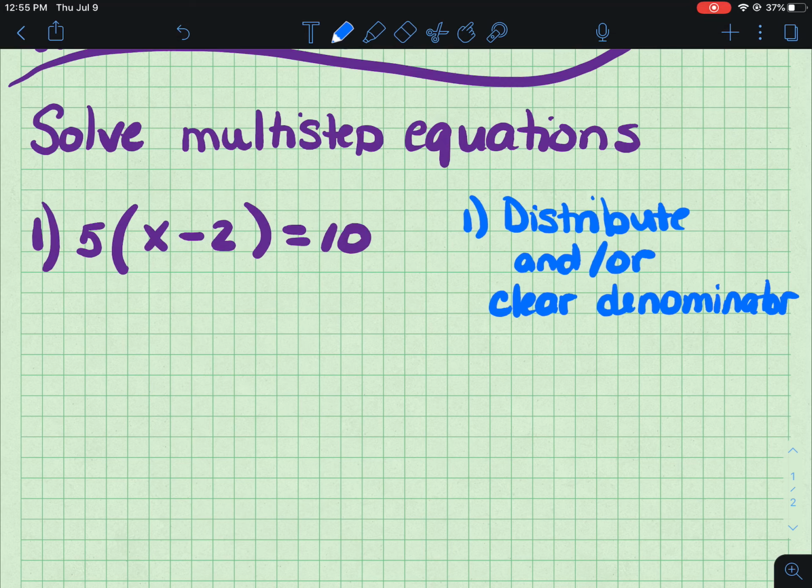Remember, distributing means we're taking the number that's sitting outside the parenthesis. There's no sign between it, so there's an understood multiplication there, and we're going to multiply that by everything inside the parentheses. So I'm going to go 5 times x, and that's going to give me 5x, and then I have a minus 5 times 2. 5 times 2 is 10. And then I keep my equals 10.